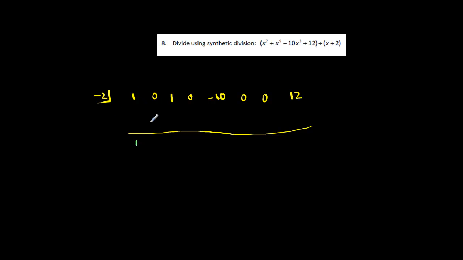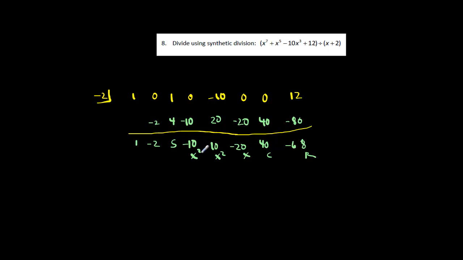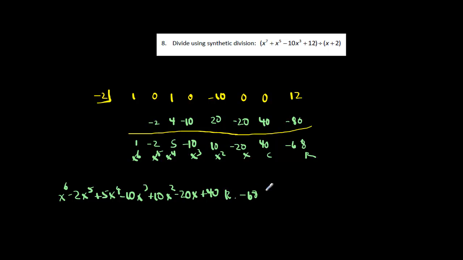So we're going to bring the 1 down, multiply, add down, multiply, add down, multiply, add down, and then you keep going through. Okay, so there's your remainder, your constant, your x, x squared, x cubed, x to the 4th, x to the 5th, x to the 6th. So your answer: x to the 6th minus 2x to the 5th plus 5x to the 4th minus 10x cubed plus 10x squared minus 20x plus 40 with a remainder of -68.